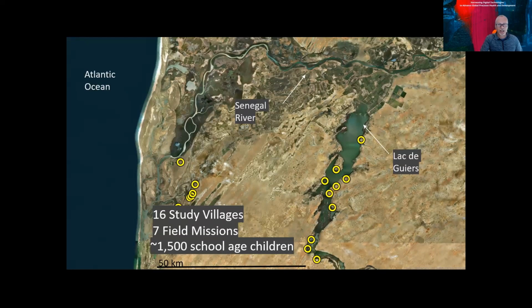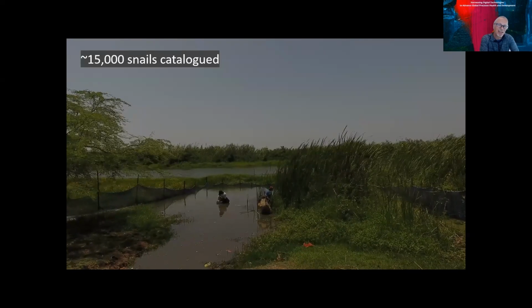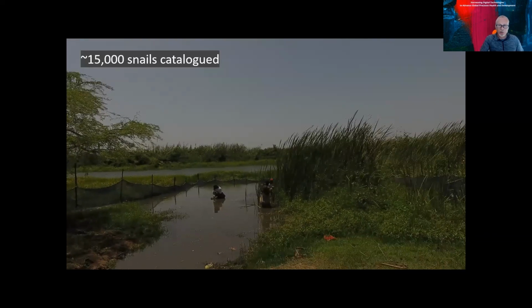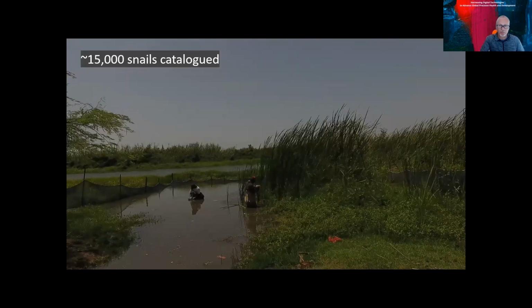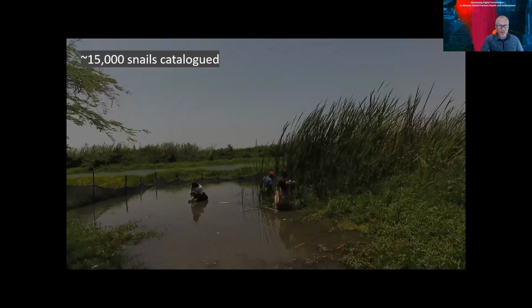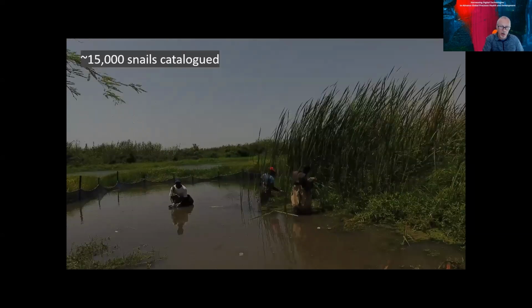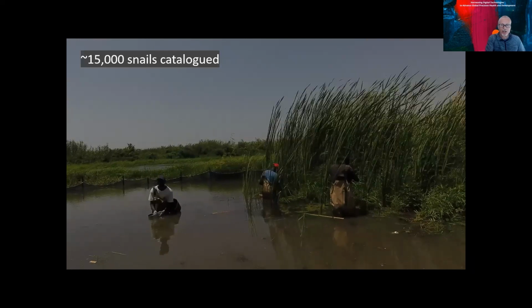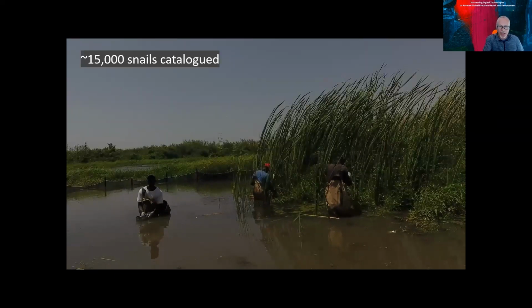And to this end, we've spent countless hours collecting snails from the river and the lake where people congregate for fishing, for bathing, and other daily tasks. We have collected actually nearly 50,000 snails and meticulously recorded data about all of them, from the exact spatial location where they came from, to the type of vegetation they were found in, to precise measurements of their shell, and of course, which parasites live inside them.